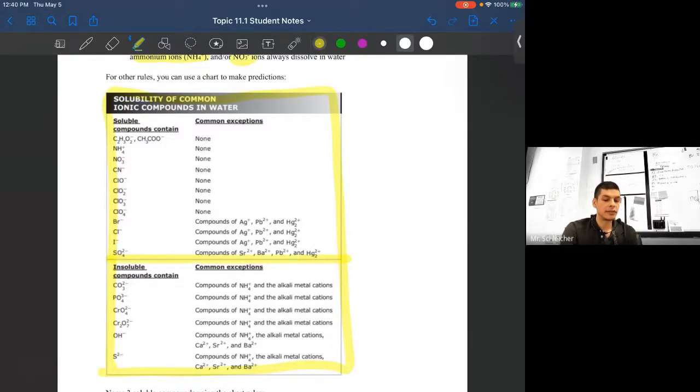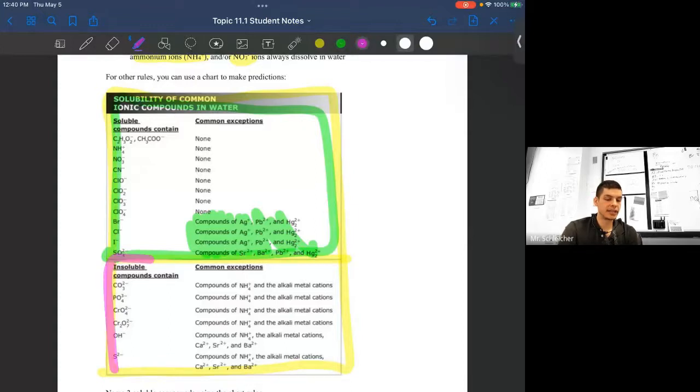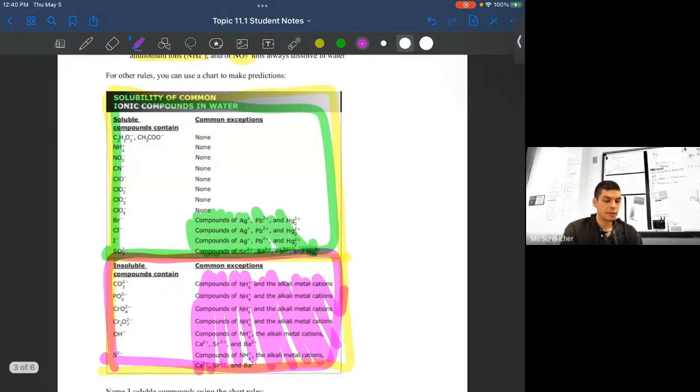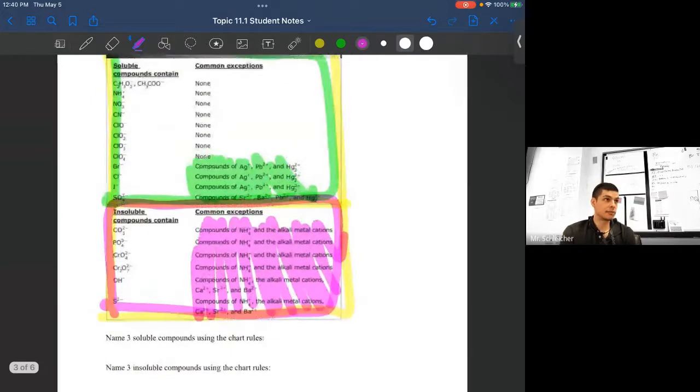So on the very first half of our chart, we have things that are supposed to always be able to dissolve, with some exceptions over here. And then on the bottom side here, we have things that shouldn't really be able to dissolve, with a lot more exceptions over here. So we can come up with some examples of things that could be soluble and things that aren't soluble.